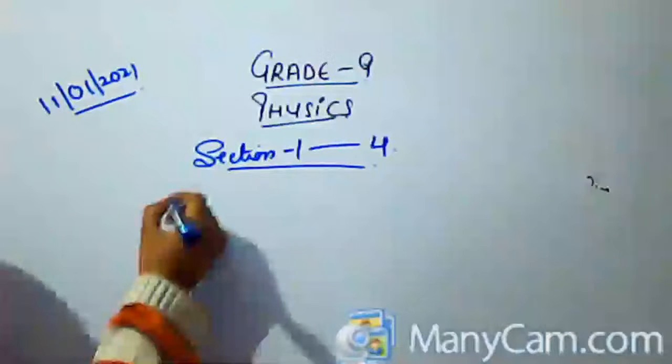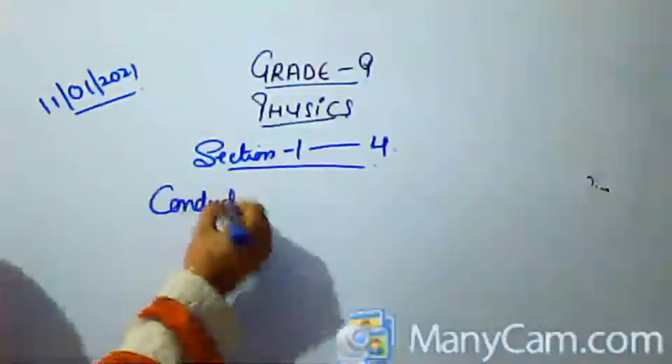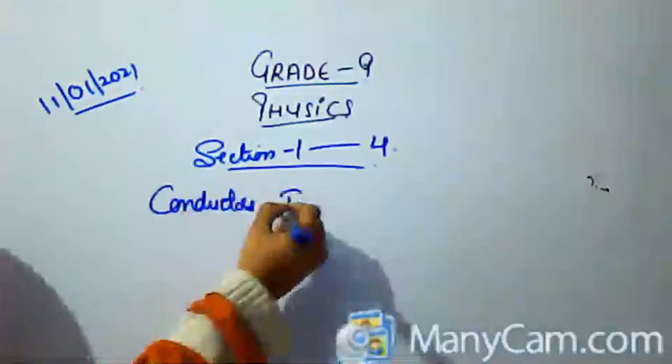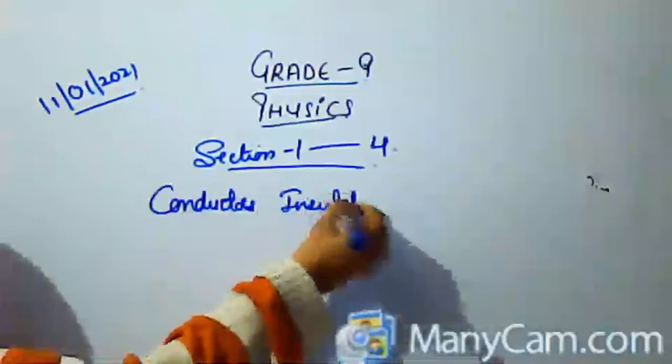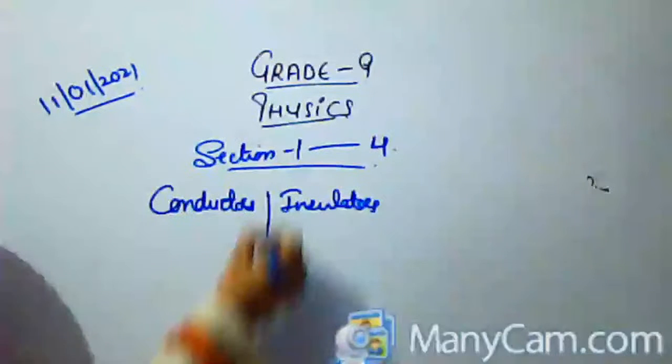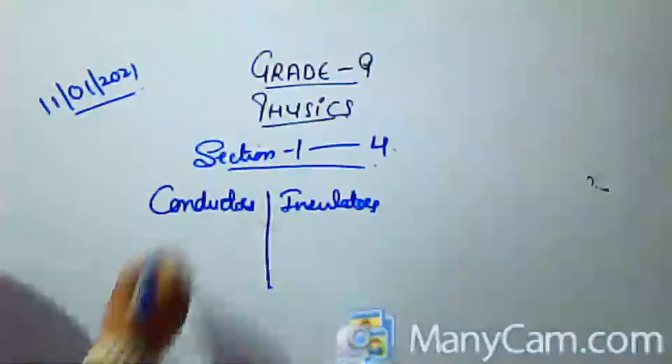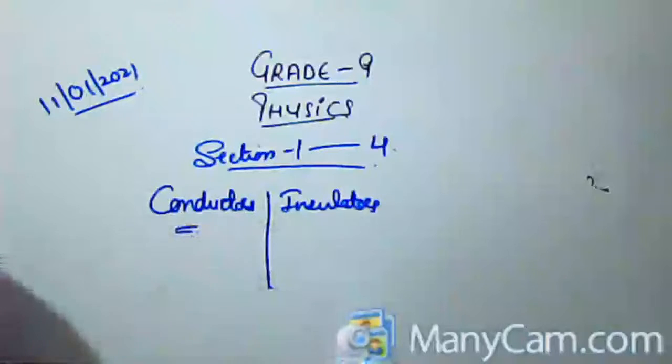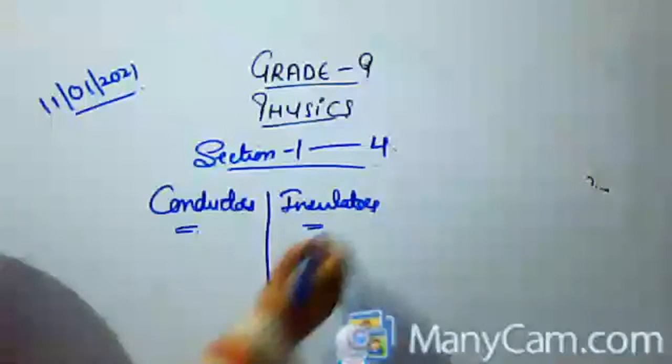First of all, based upon this charge, we are going to have two kinds of the materials around us. One we call as conductors, and one we call as insulators. एक हमारे conductors हो जाएंगे, एक हमारे insulators हो जाएंगे. Conductors are those which are going to conduct the current. Insulators are those which are going to resist.